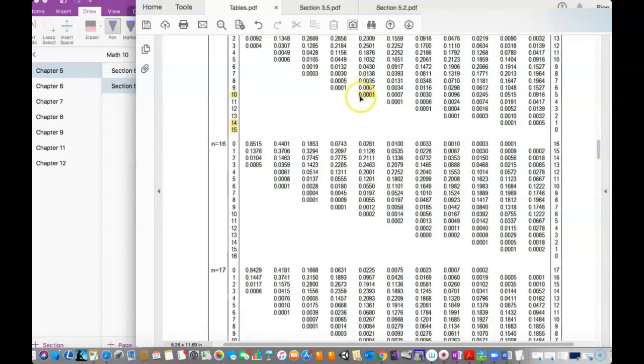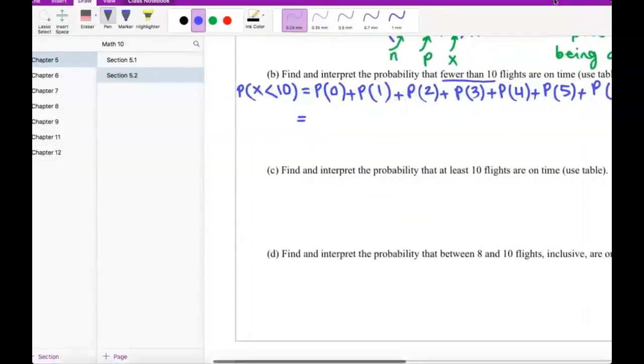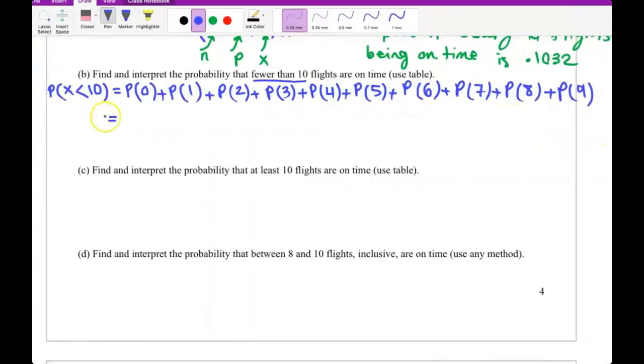Okay, then after that, so this is 5, 6, 7, 8, 9. So we need these numbers. Adding all these is the answer. Okay, so probability of 0, we got 0. Probability of 1 is 0. Probability 2 is 0. 3 is 0. And 4 was 0. Now probability of 5 was 0.0001.